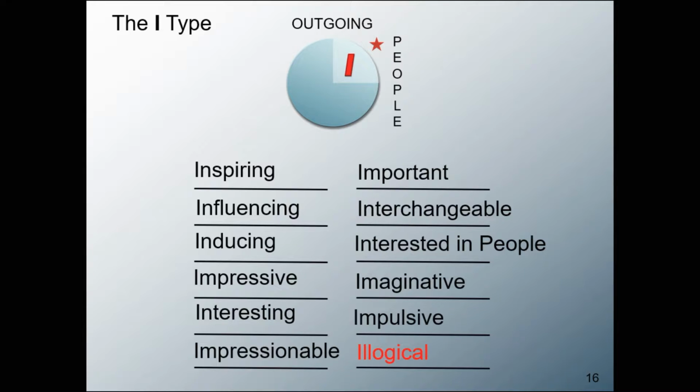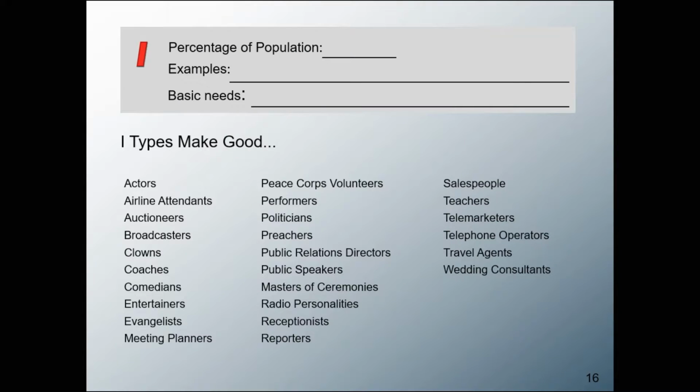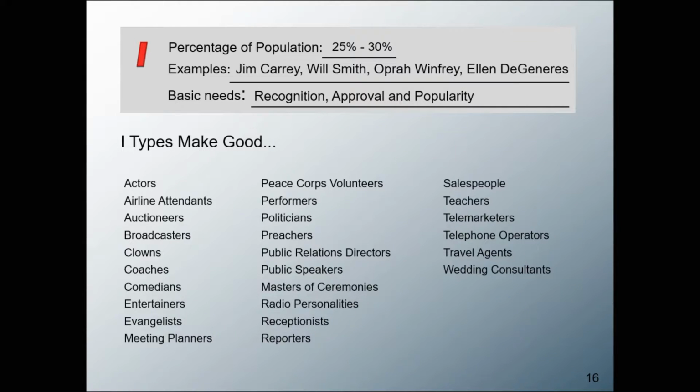Percentage of the population: 25 to 30%, so a little bit more than the D-type personality. Who do we see? Well, Jim Carrey. Well, not everybody, but some people who are in front of other people, who like to make people laugh. They like to make a difference in people. They like to be recognized. They like to be seen. They like to perform in front of, with and in front of people.